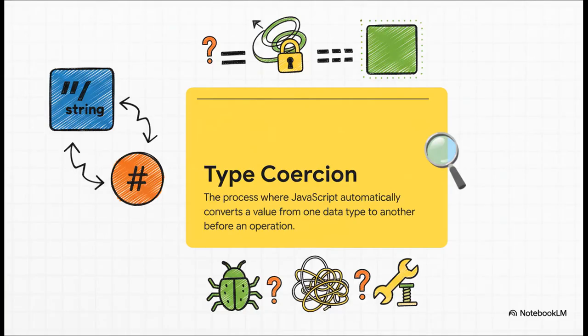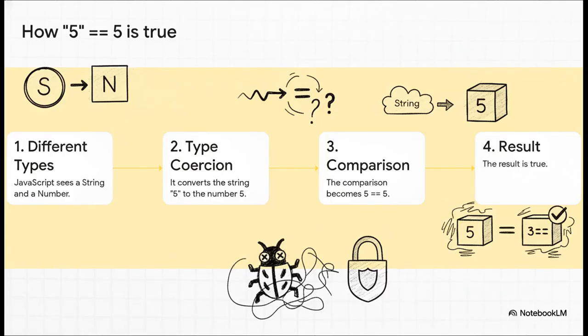The secret weapon behind loose equality is something called type coercion. When the double equals operator sees two different data types, it doesn't just give up and say false. Nope. Instead, it tries to automatically convert one or both of the values to a matching type before it makes the final comparison. So let's see how that works in a simple case.